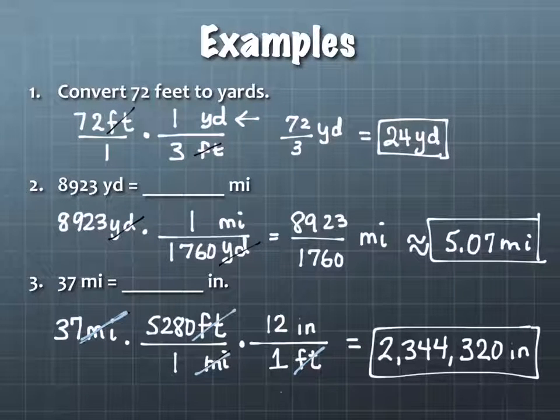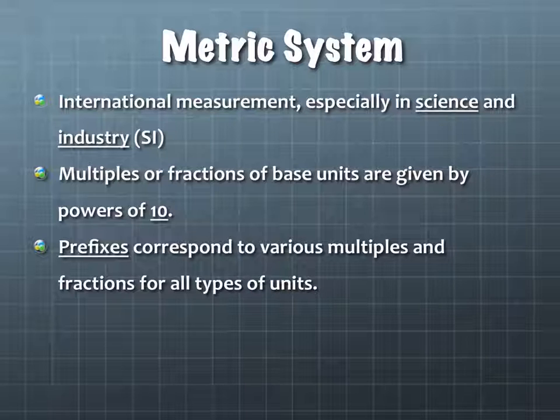Okay, so let's take a look a little bit more then at that metric system. So a little bit that I didn't go over last time. The international measurements are usually done in the metric system, especially in science and industry. So sometimes you'll see the metric system written as SI for science and industry. Multiples or fractions of base units are given by powers of 10. We saw that last time. And the prefixes correspond to various multiples and fractions for all types of units.